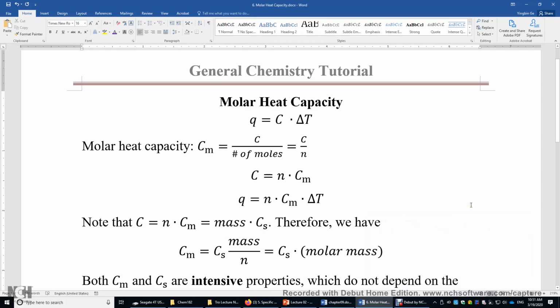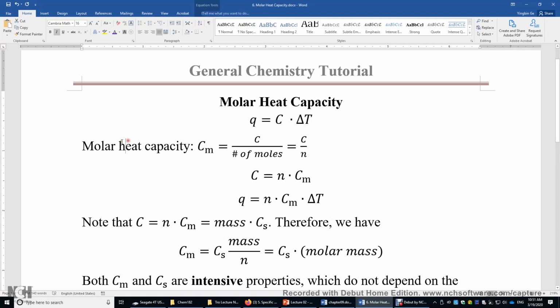In this video, I will talk about molar heat capacity. First, let's review heat capacity. Heat capacity is the amount of energy required to increase the system temperature by 1 Kelvin or 1 degree Celsius. How do we compute heat capacity C? Very simple, C equals Q divided by delta T.